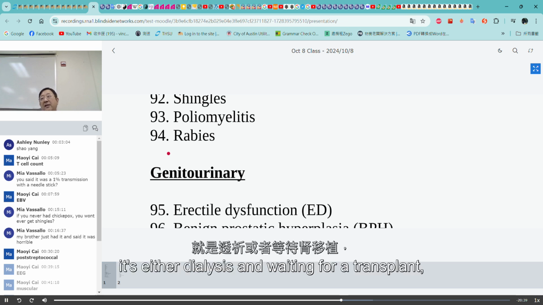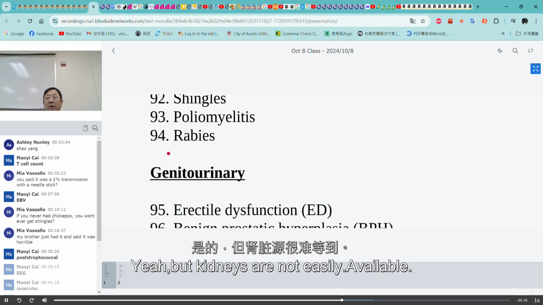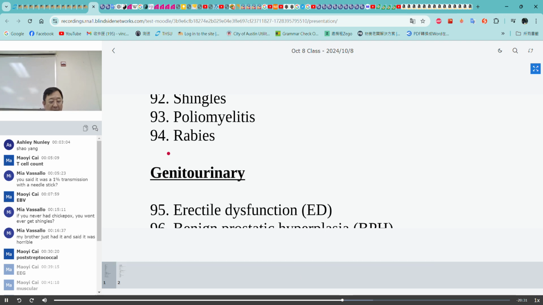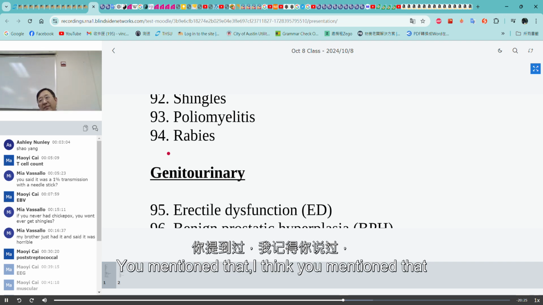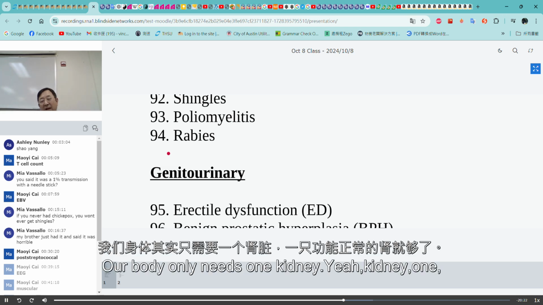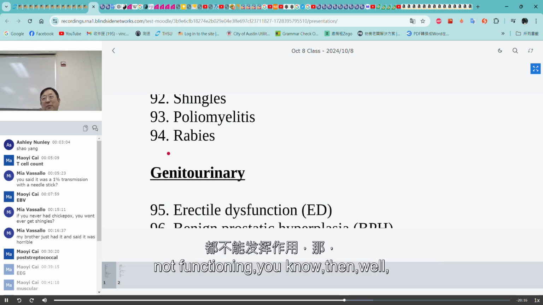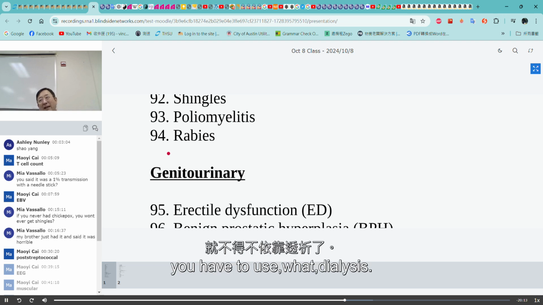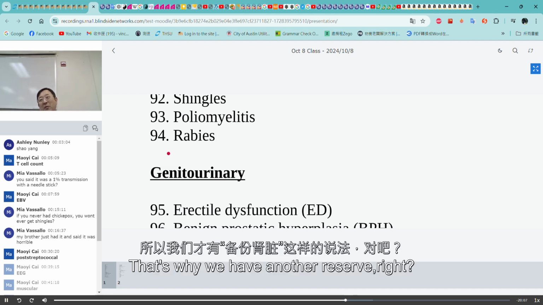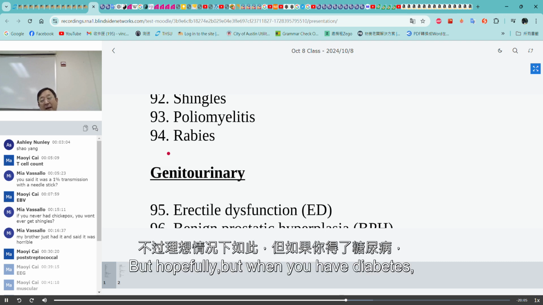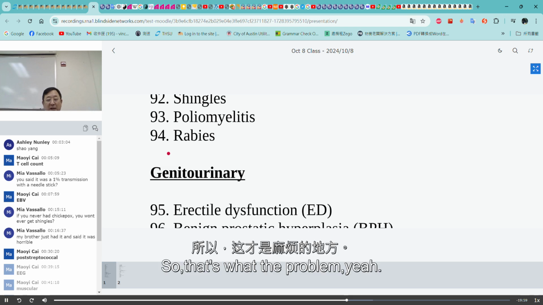So with kidney failure, basically you just have to know how you treat it. Well, basically it's either dialysis, and waiting maybe for a transplant, is that right? Yeah, but kidneys are not easily available. So that's why most patients just stay with what? With the dialysis machine. I think you mentioned that our body only needs one kidney functional. Yes, perfect. But if both kidneys are not functioning, then you have to use what? Dialysis. But for a normal person, one kidney is good, actually more than enough. That's why we have another as reserve, right? But when you have diabetes or high blood pressure, they're not going to affect just one kidney. Both are affected. That's the problem.